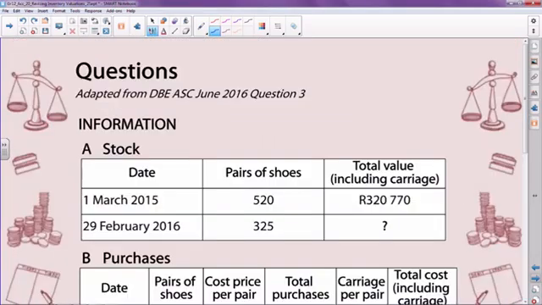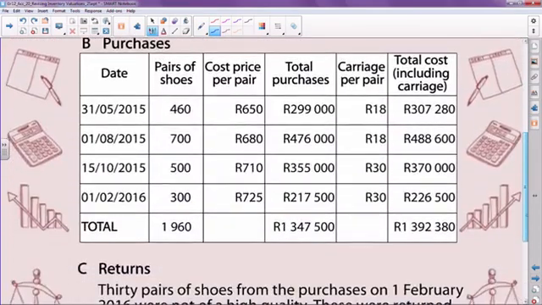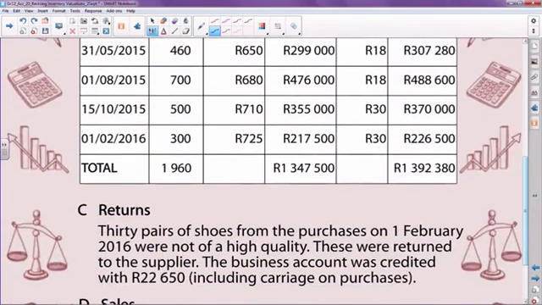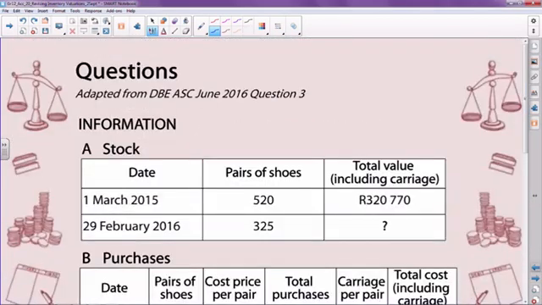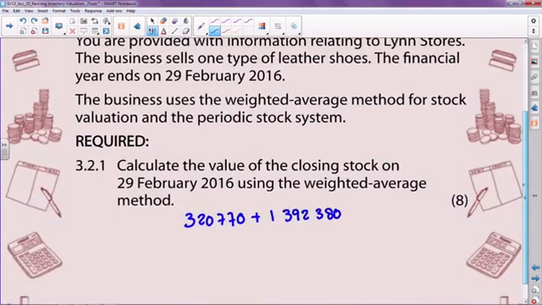Next item that you need is, what other information do you have? They're telling you 30 pairs of shoes from the purchase on the 1st of February 2016 were not of a high quality. These were returned to the supplier. The business account was credited with 22,650, including the carriage and purchases. So 22,650, immediately I tell myself, that is my return, and therefore, if that is my return, minus 22,650. Can you see what I've done? I'm taking my opening stock, just to give you an indication.